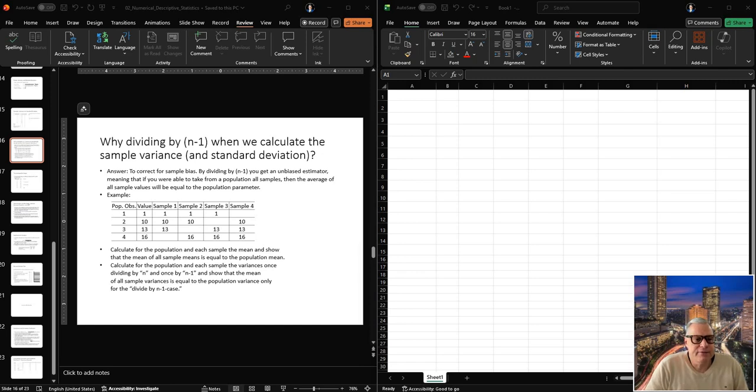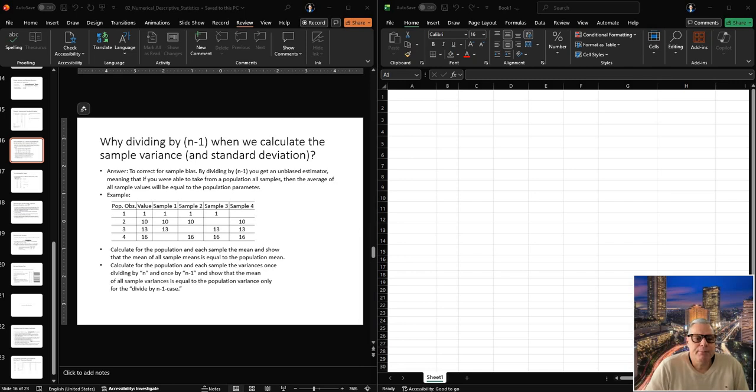Okay, let's dive a little bit deeper into the concept of unbiasedness. In order to illustrate what that means, it is best to walk through an example, which you see here to the left. Specifically, I want to show why, when we calculate the variance, we use the formula n-1. The answer is we divide by n-1 because that gives us an unbiased estimator.